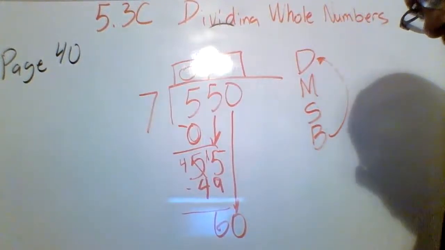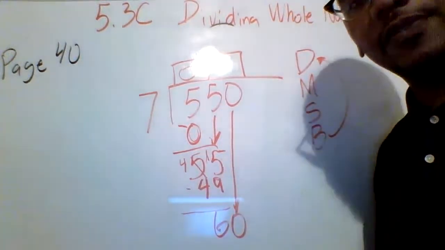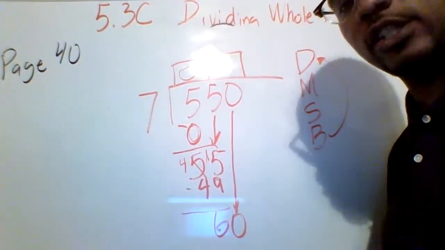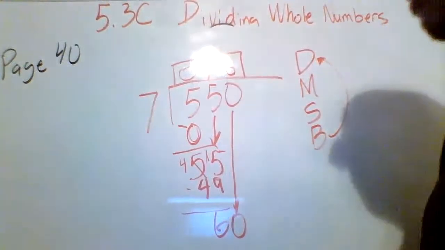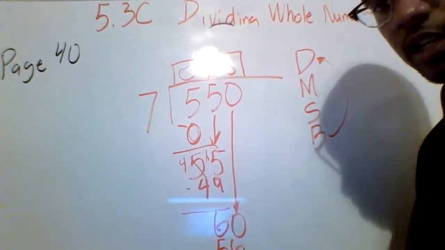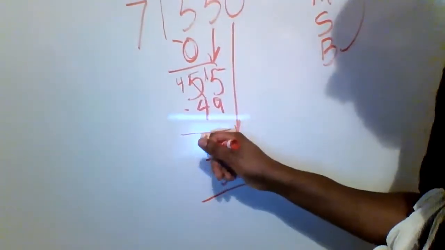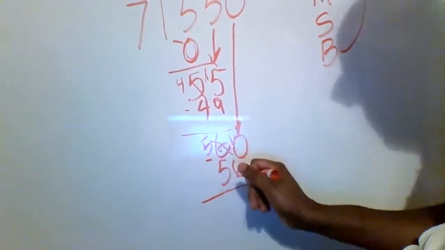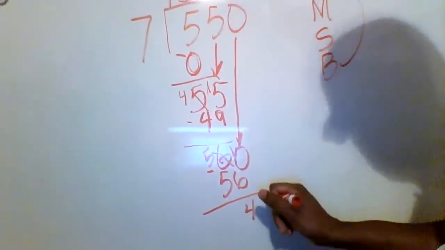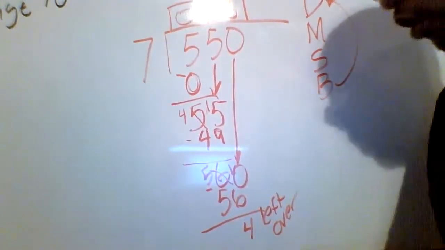Now, 7 times 8 was 56. 7 times 9 is 63. 63, that's too much. So I need 8 right here. 8 times 7 is 56. So 60 minus 56, that's a 5, that becomes 10. 10 minus 6 is 4. 5 minus 5 is 0. So I have 4 left over.